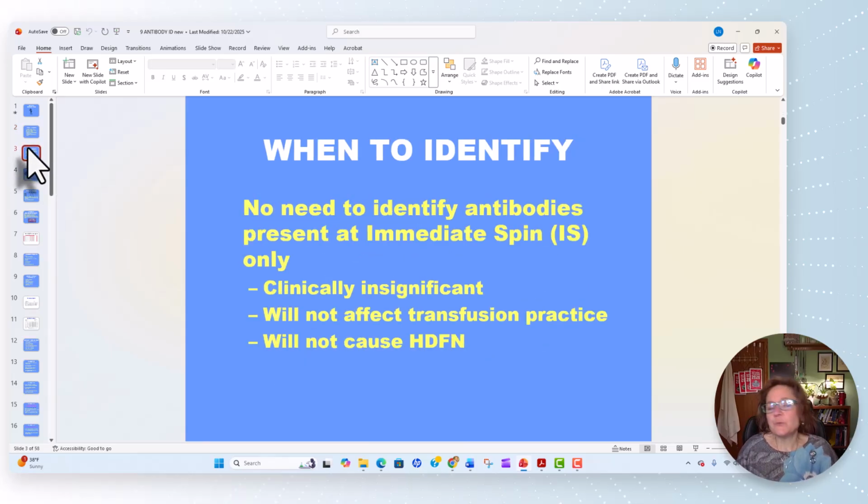We do not need to identify antibodies that are present at immediate spin only, meaning we do this in a tube, we look at it, and then it goes away with 37 or AHG. Those are going to be clinically insignificant. They will not affect your transfusion practice, and they will not cause HDFN because those are going to be our IgMs. They're going to be nuisance antibodies, so we do not have to identify those.